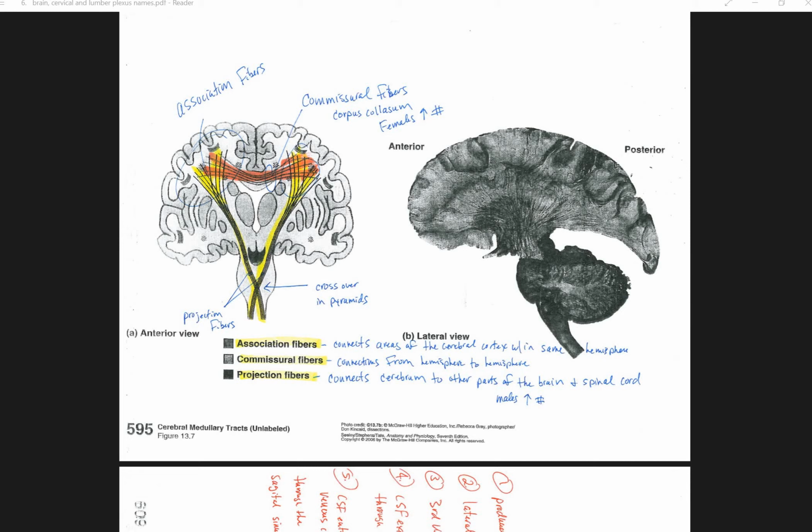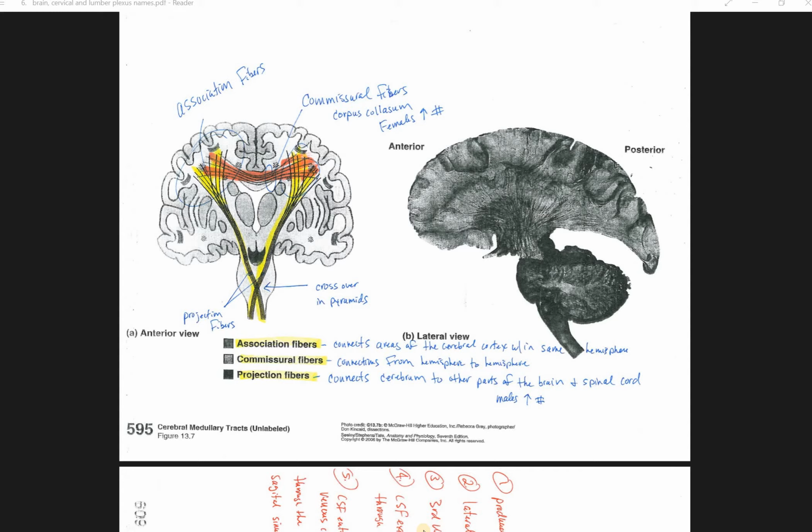This handout is found on the website. If you scroll down to the bottom of all that stuff that's posted under other documents, you will see the brain, cranial nerve, lumbar plexus handout.